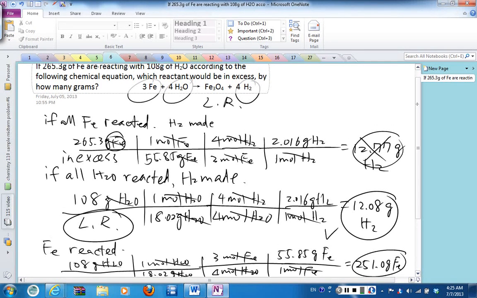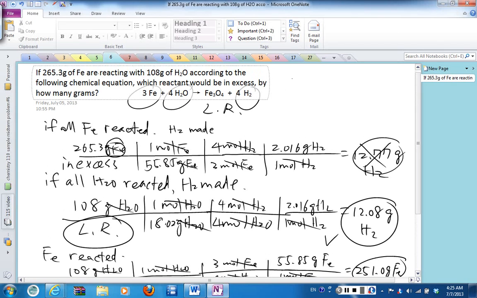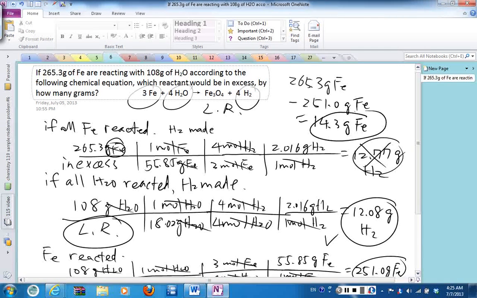Now, leftover. I have 265.3 grams of iron to begin with, and I used 251.0 grams of iron along the way of the reaction. So I should be having 14.3 grams of iron left over. To answer the question, iron is the reactant that is in excess by 14.3 grams. 14.3 grams of iron would be left over.